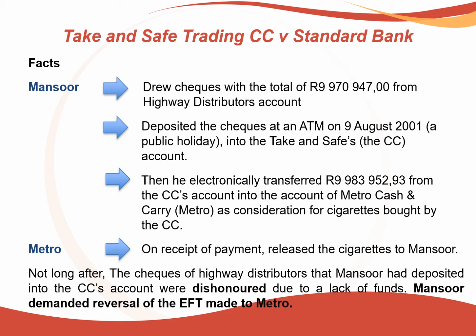Not long thereafter, the checks of Highway Distributors that Mansour had deposited into the CC's account were dishonored due to a lack of funds. Mansour was advised that the checks had been dishonored, and he then instructed the bank to reverse the electronic payment made to Metro. While the bank was complying with this instruction, Metro objected to the reversal as they had provided Mansour with 10 million rands worth of cigarettes. The bank then refused to comply with Mansour's instruction to reverse the EFT made to Metro.